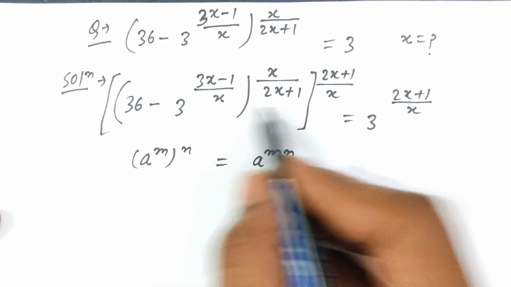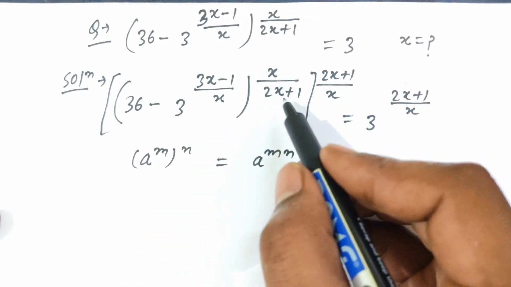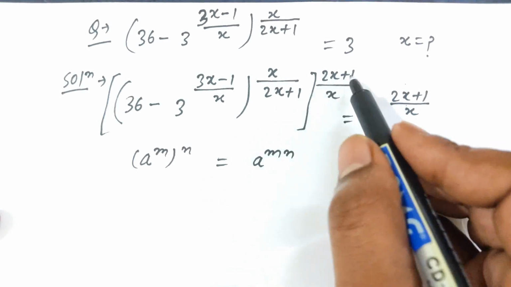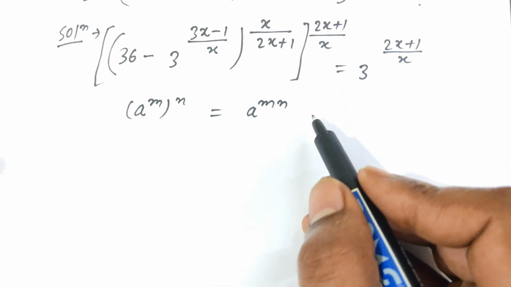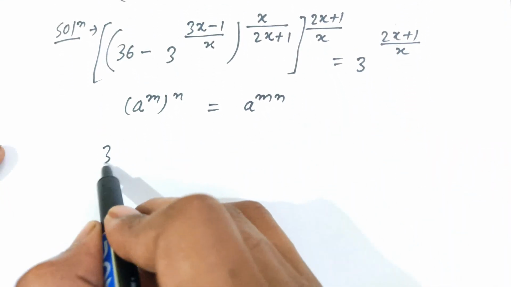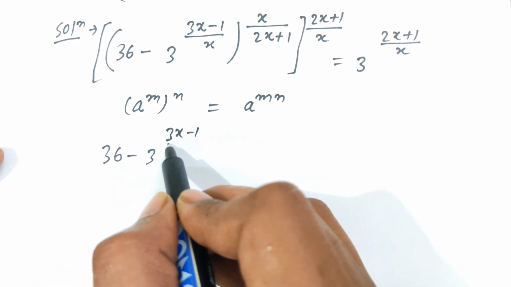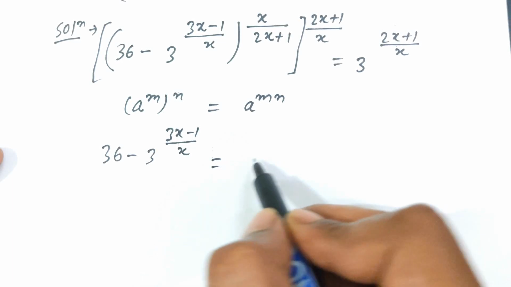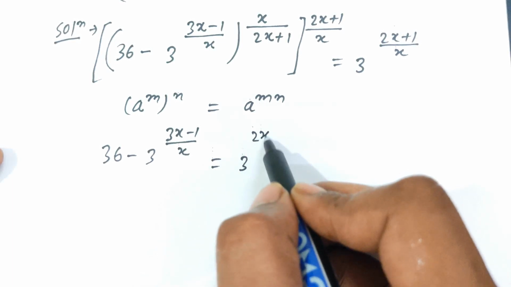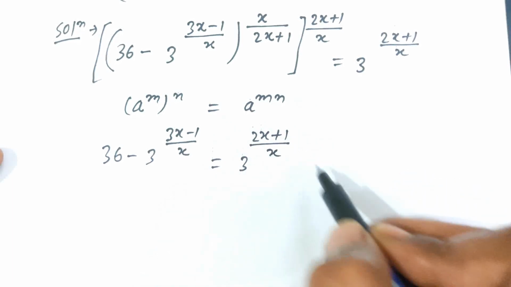If we apply this rule in left hand side, then this x and this x cancel out, and this 2 times x plus 1 and this 2 times x plus 1 cancel out. So in left hand side we have 36 minus 3 power 3 times x minus 1 divided by x, and this is equals to 3 power 2 times x plus 1 divided by x.